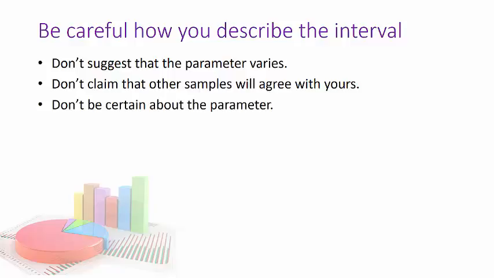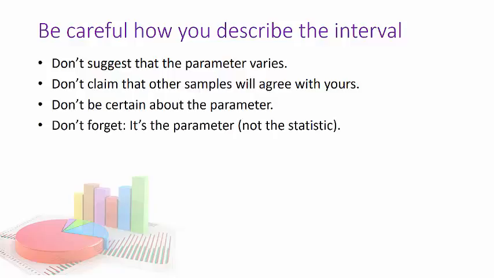All right. Don't be certain about the parameter. So saying between this percent and that percent are whatever you're measuring, that doesn't work either. That's too much certainty. Don't forget, it's the parameter that we're trying to capture, not the statistic. We actually are 100% sure in the previous example that the proportion of people who responded yes is 144 out of 330. We don't have to say, oh, there's a percent chance that the sample is between these two. No, we actually have the data.